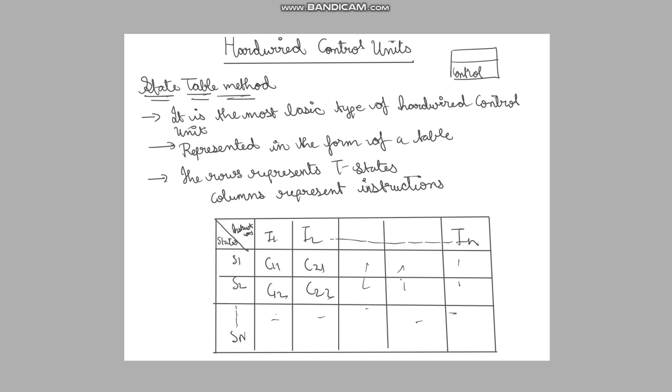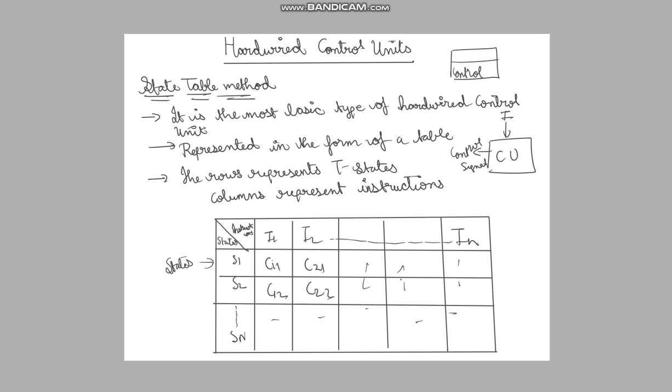So in your control unit, CU, let me write it down clearly. Your input is going to be your instruction, and your output is going to be your control signals. This is a very important thing that you guys should understand. You have your instructions as your columns, and S is nothing but your states. Your states are your T states, and T states are nothing but your clock cycles.